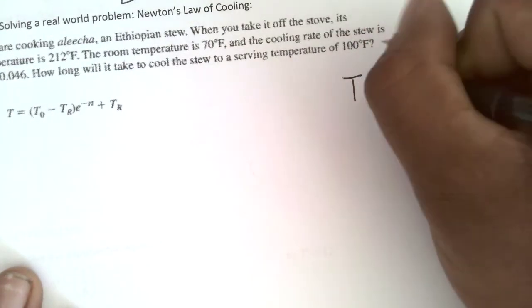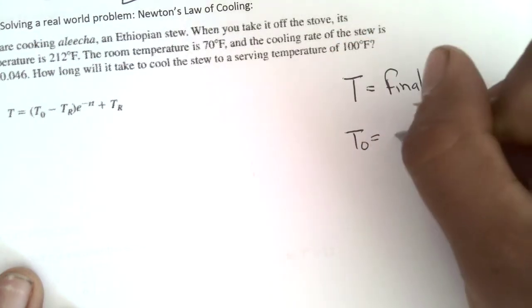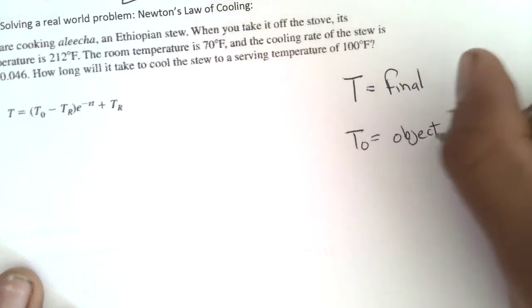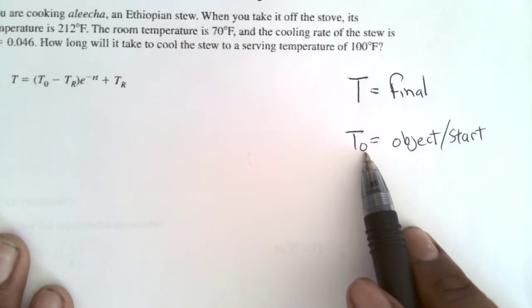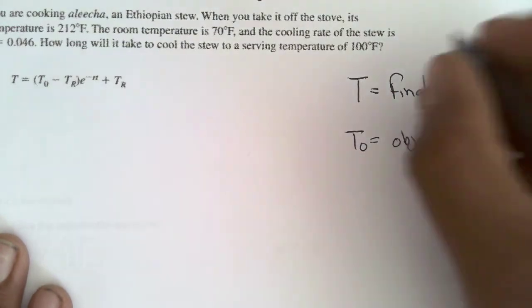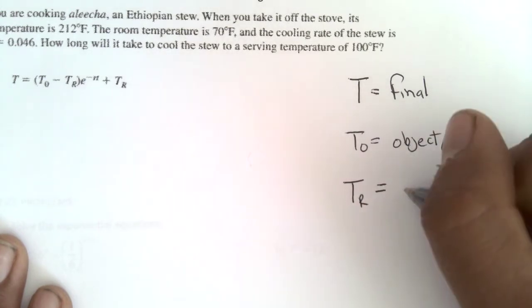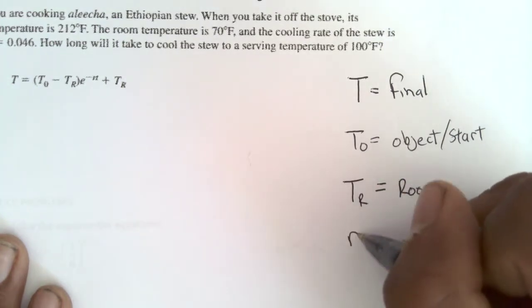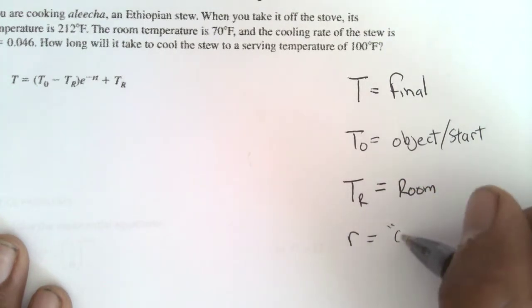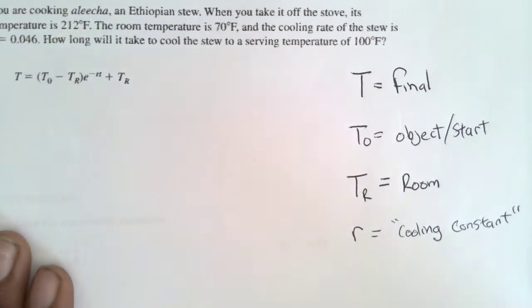So this model, T is going to be our final temperature. T sub 0 is, I always just say, like the object or the starting temperature. The 0 is naught, which oftentimes refers to a starting value for anything in any math or science. R is going to be our room temp. The small r is, sometimes they call it a cooling constant. It has its own units. In this case, there were no units in there, so we're just going to say whatever units of time they're talking about.